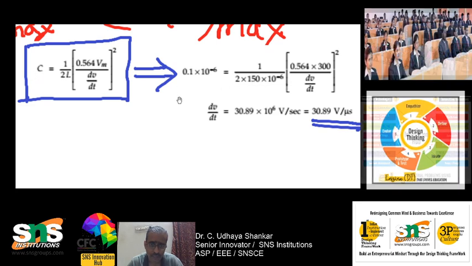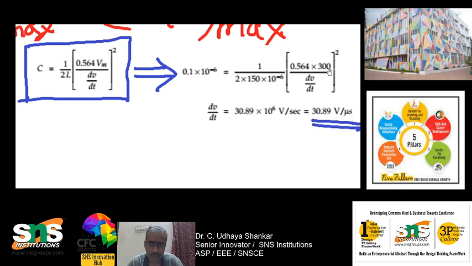Again, what is the value of capacitance? That is 0.1 into 10 power minus 6, so 0.1 microfarad is given, and 150 microhenry is given. So both will be there. And similarly, Vm value is 300 volts. So again I am substituting here. Instead of Vm I am going to substitute 300.